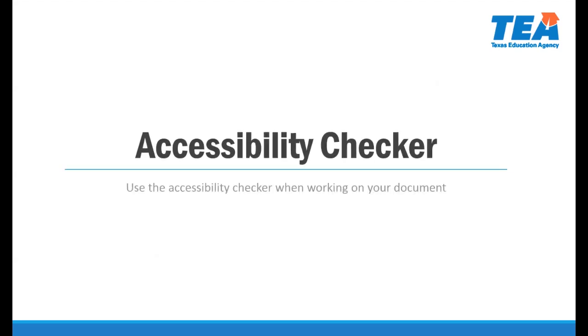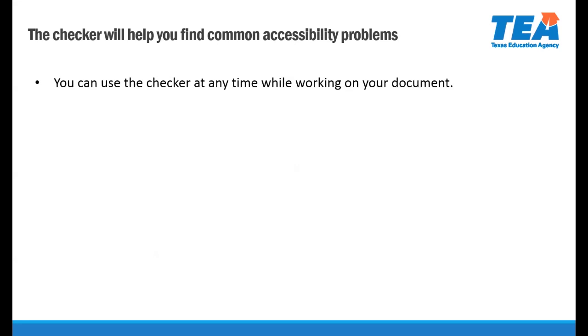Use the accessibility checker when working on your document. The checker is a great built-in tool that helps you find the common accessibility errors. At any time while working on your document, you can use the checker. You don't need to wait until all your content has been placed on the document to use it. It's suggested to do an accessibility check every 2 to 3 pages of content you create. This is to help you fix any issues that might cause other accessibility issues.